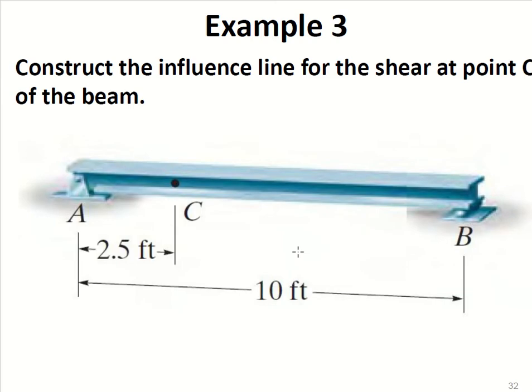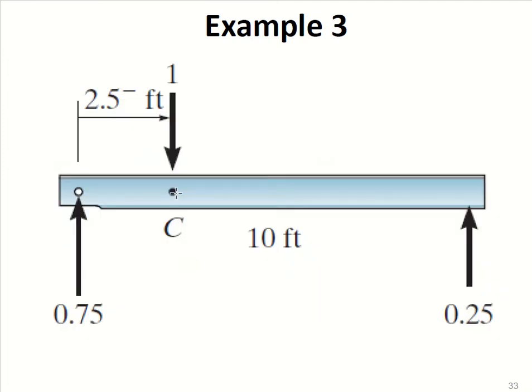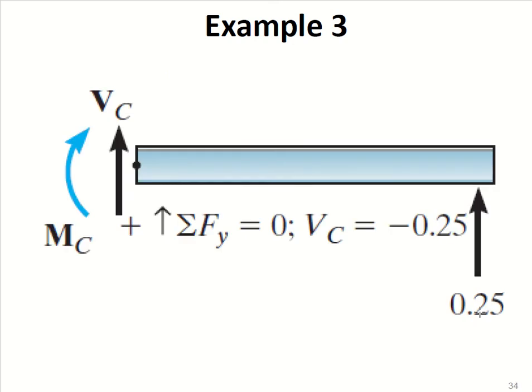Now in example 3, construct the influence line for the shear at point C of the beam. Now this is point C, which is 2.5 feet from the support A, and you have to construct the influence line diagram for shear force at this point. So the load will be varying along this length of the beam, and you have to determine the maximum magnitude of shear force. Okay, so apply the load at point C and determine the reactions, 0.75 and 0.25. I think this step is the most simple step.